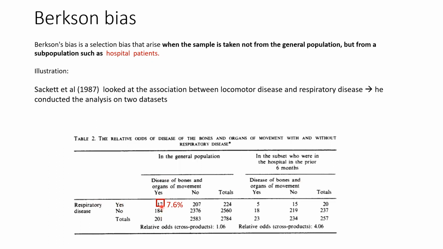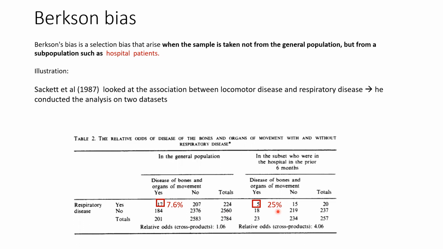If we look at people with respiratory disease and locomotor disease in the general population, it's 17 out of 2,583, which is 7.6%. However, in the hospital, it's more likely to have people who are sick. So the probability of having people with both respiratory disease and locomotor disease is way higher. It's 25%. That's why our sample in the hospital was not representative of the general population.